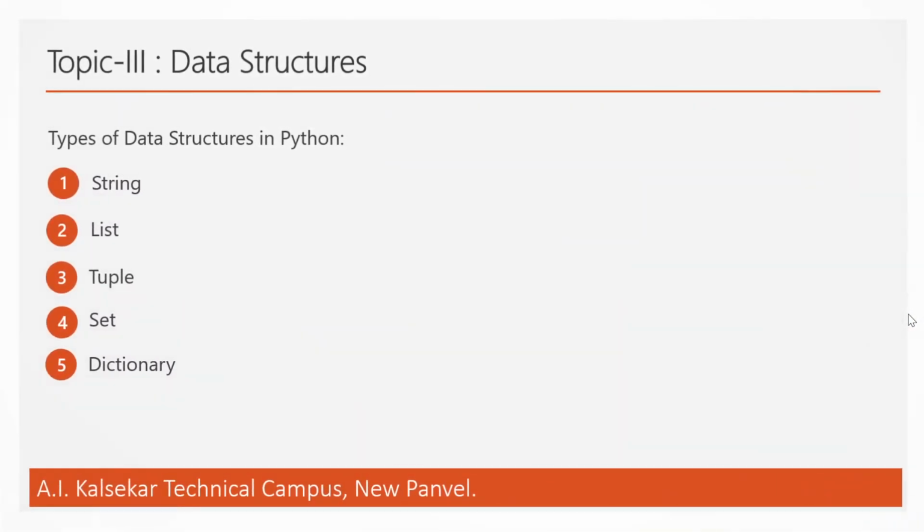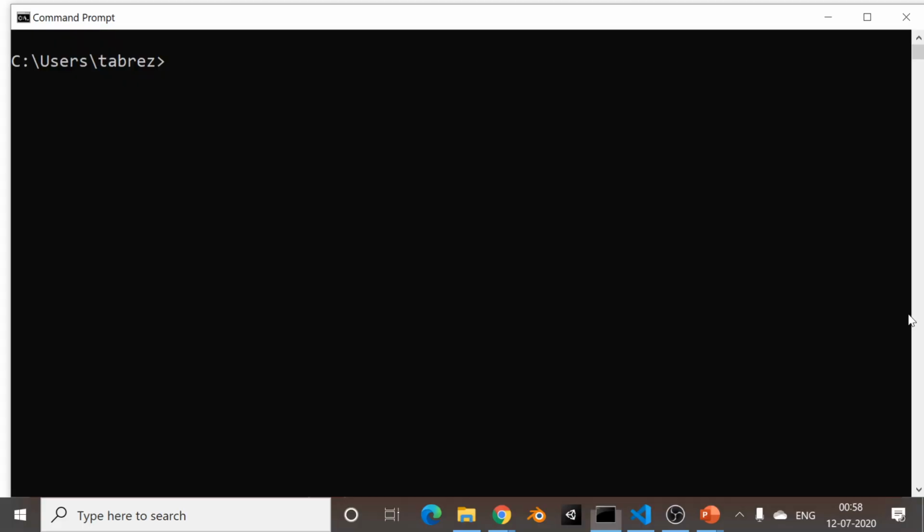This is topic 3, data structures in Python. So in this topic we'll be learning string, list, tuple, set and dictionary. These are the various types of data structures in Python. In Python all these data structures are implemented in the form of classes. So let's see how to use them.